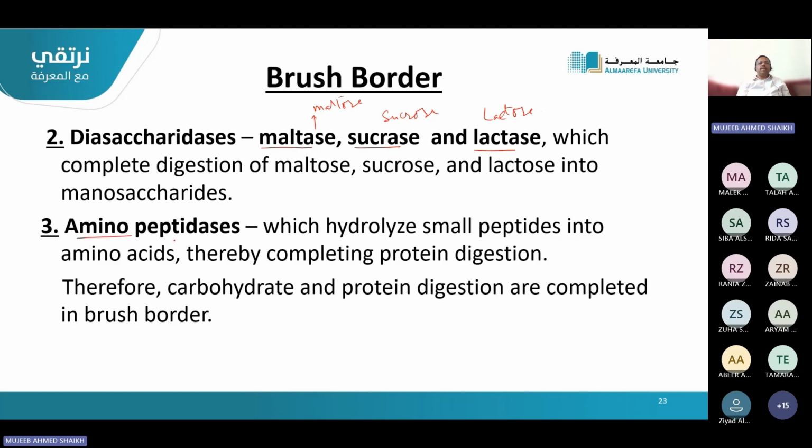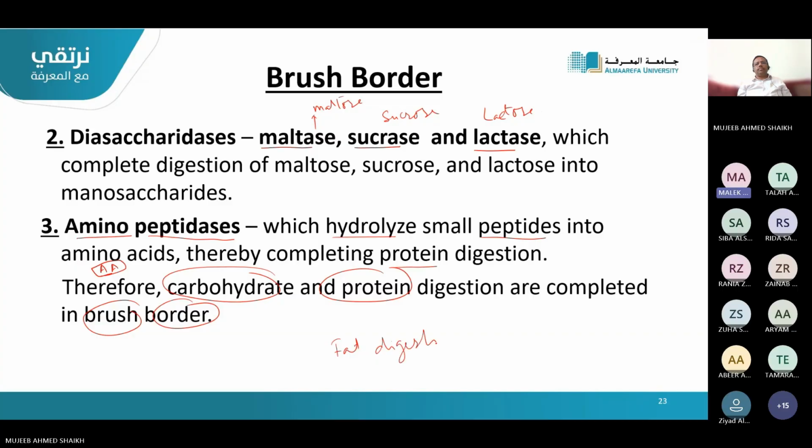Third enzyme is present as aminopeptidases, which will hydrolyze the peptides formed because of the action of trypsinogen and chymotrypsinogen. This will digest the peptides into small amino acids or individual amino acids, thereby completing the protein digestion. Therefore, we can say carbohydrate and protein digestion will be completed on the brush border, whereas fat digestion, where will it occur? In the lumen. In the lumen, right? Very good.